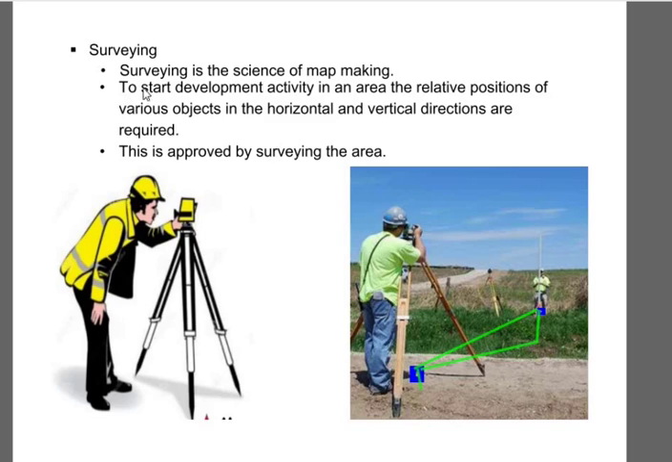Surveying is the science of mapping. By using these techniques, the map is usually prepared. Then to start a development activity in an area, the relative positions of various objects in the horizontal and vertical direction are required. As I told you, the horizontal and also the vertical height, vertical directions and vertical distance with respect to a particular point. This is done by surveying the whole area.